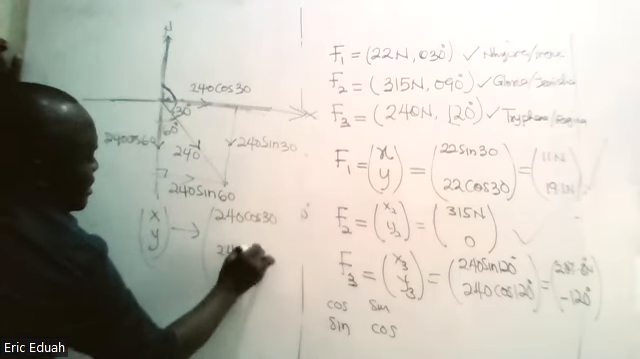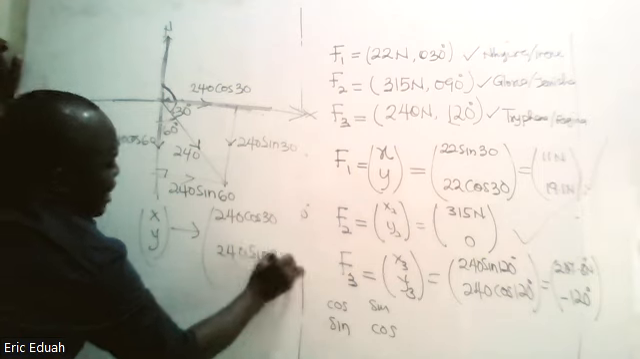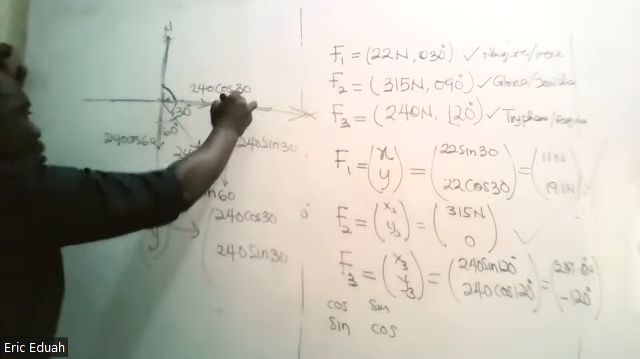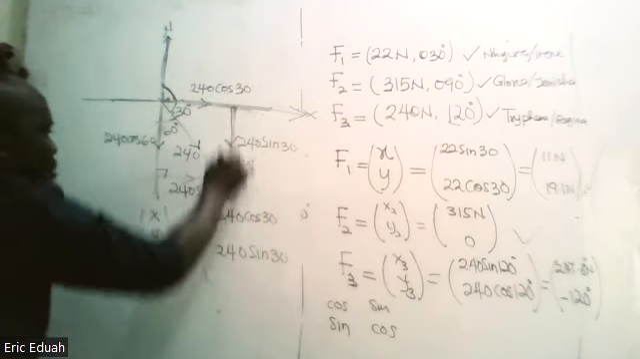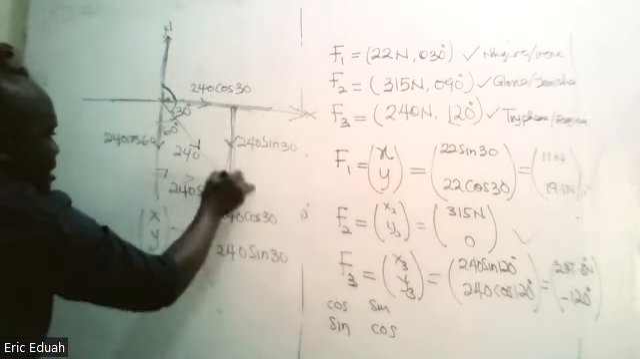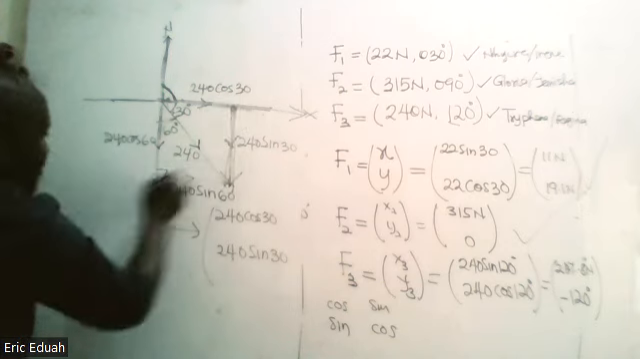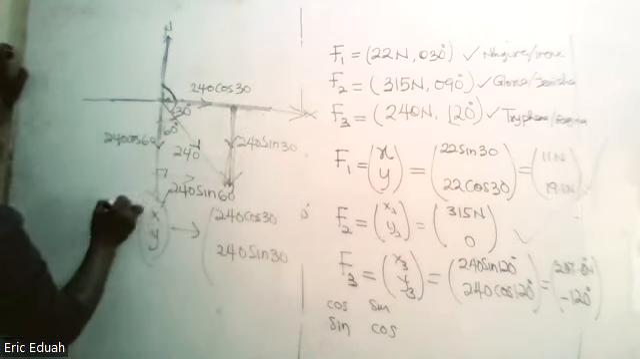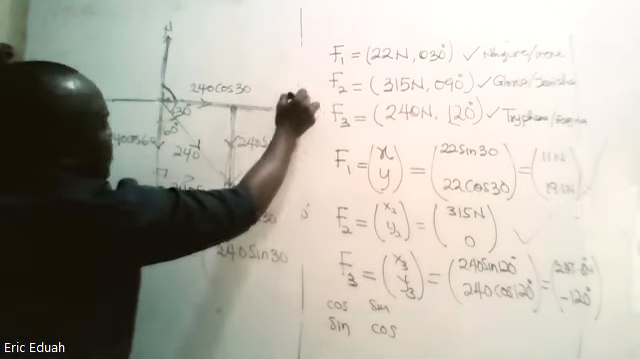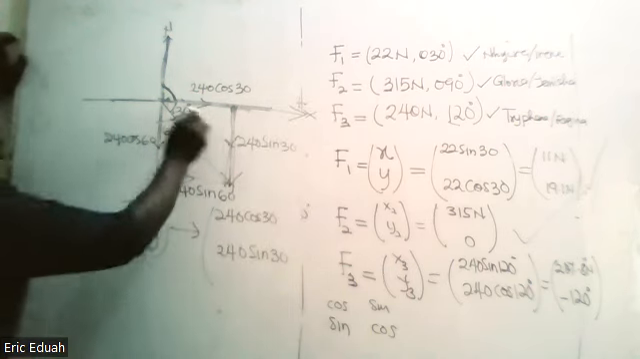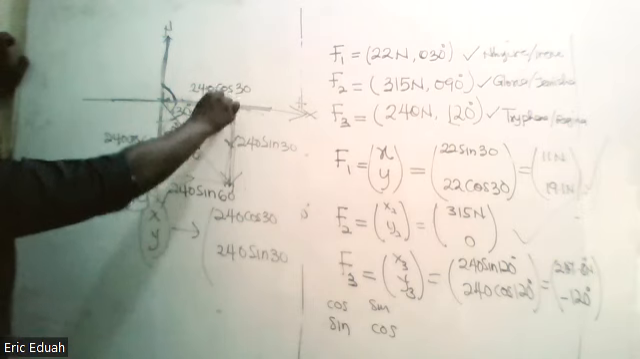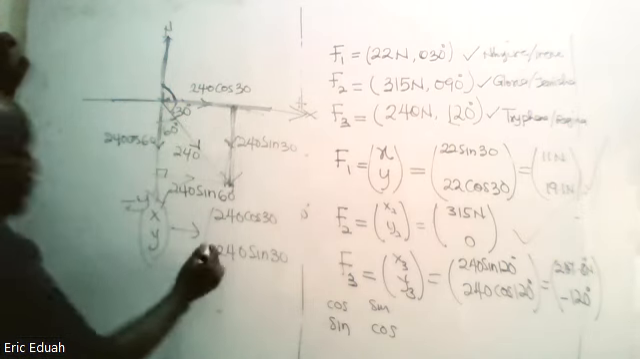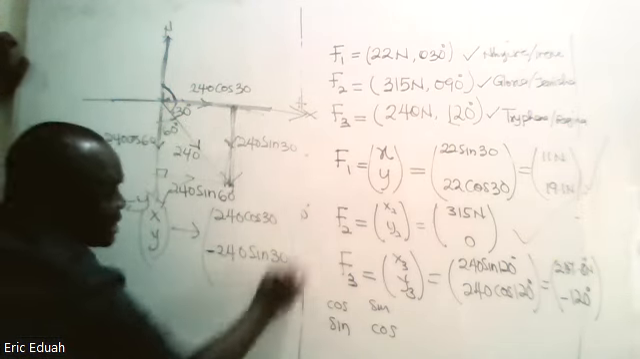Then the y component is 240 sine 30. But look at this. The y component falls within the negative y-axis. Y is negative, x is positive. Because x is positive, this becomes positive. Because y is negative, we attach a negative to this.